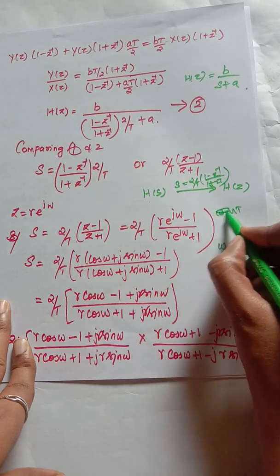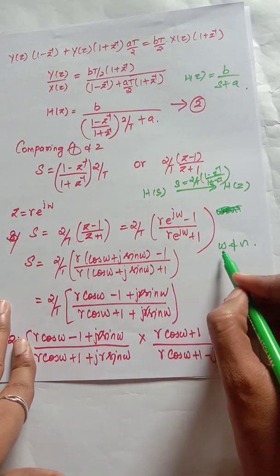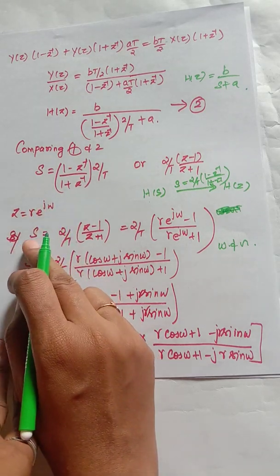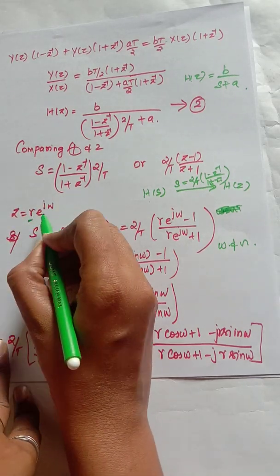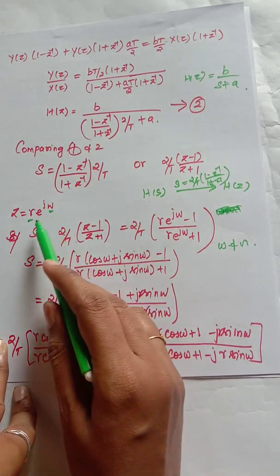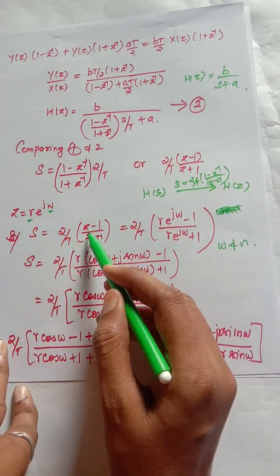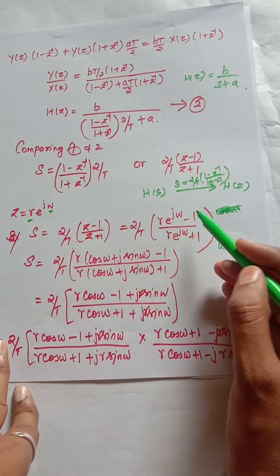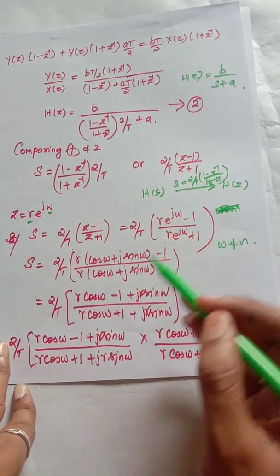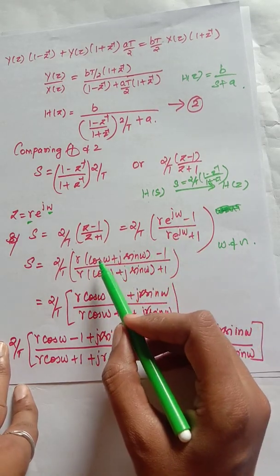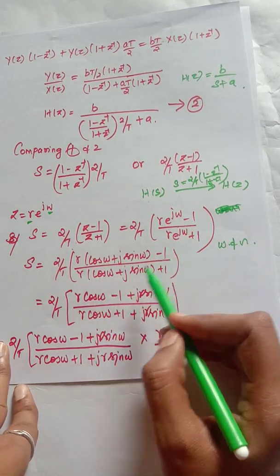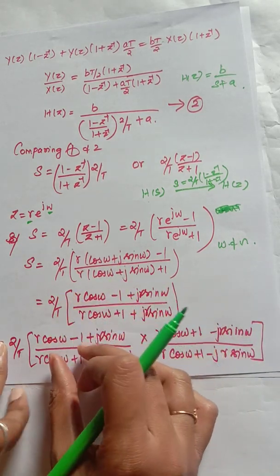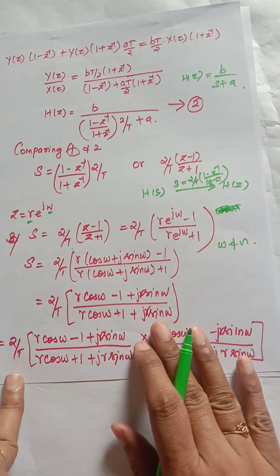Don't confuse it, here we are going to derive the relation. So here z is equal to r e power j omega, which I am going to write in polar form. So s is equal to 2 by T times (z minus 1) by (z plus 1), substituting r e power j omega minus 1 over r e power j omega plus 1. This can be written as (r cos omega plus j r sin omega minus 1) over (r cos omega plus j r sin omega plus 1). Separating the real term and imaginary term, I have written it like this.